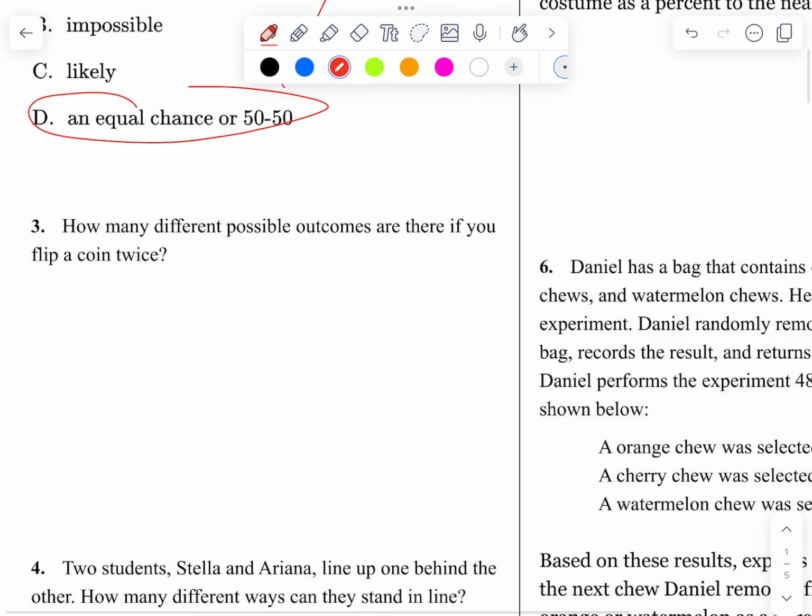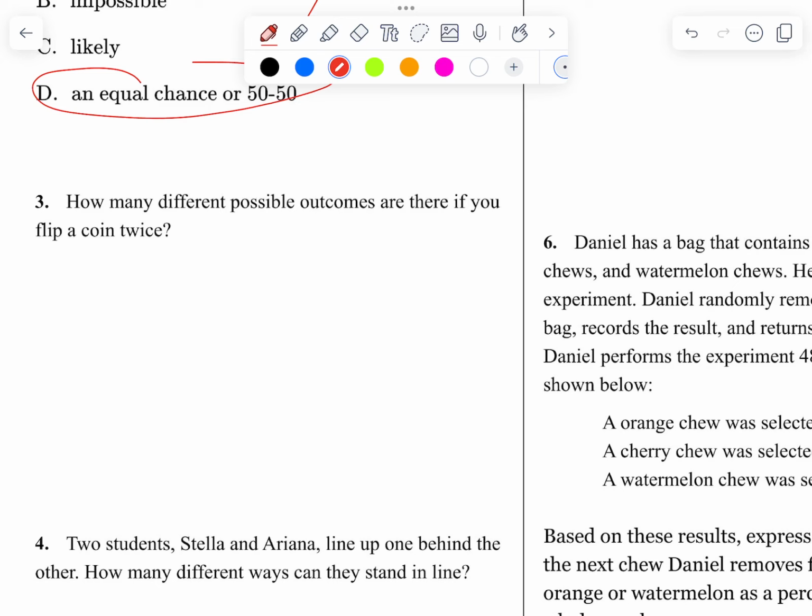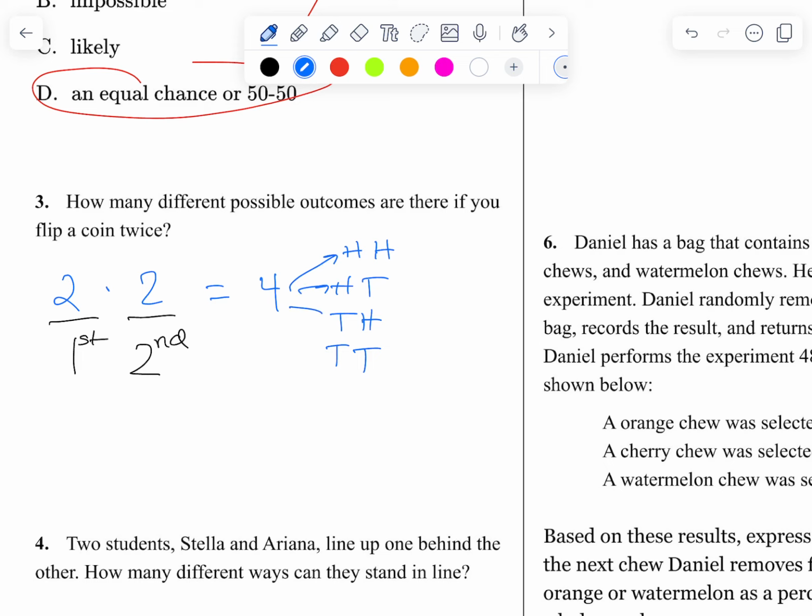How many different outcomes are there if you flip a coin twice? Well, if you flip a coin twice, the first time you have two things that can happen. You get heads or tails. You flip it a second time. So this is the first time. Here's the second time. You can get heads or tails again. So 2 times 2 is 4. There's 4 outcomes. If you want to think about it, you get heads and a heads, heads and a tails, tails and a heads, or tails and a tails. These are the 4 things that can happen.